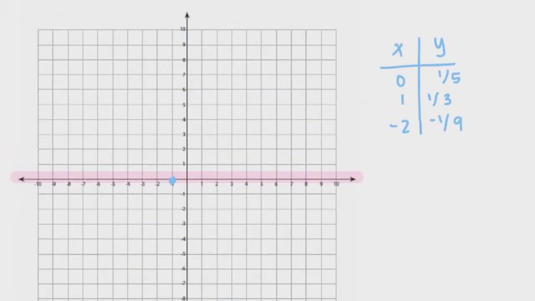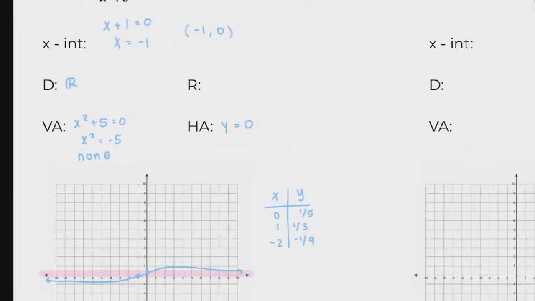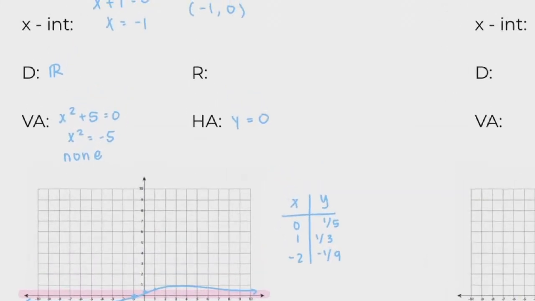Okay, so I'm going to plot these points now. And this graph is going to be a special case where our graph can cross the horizontal asymptote. The horizontal asymptote tells us what the ends of the graph look like. So the ends of the graph will get closer and closer to 0. And for our range, it could be any value, so it's going to be all real numbers as well.